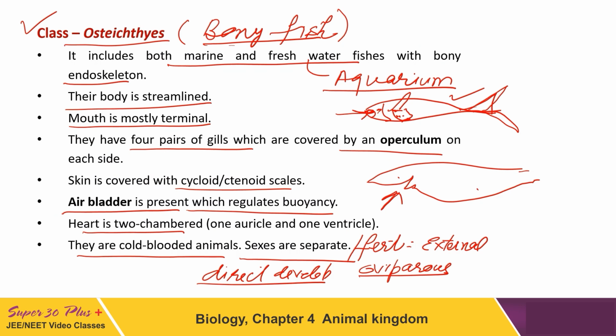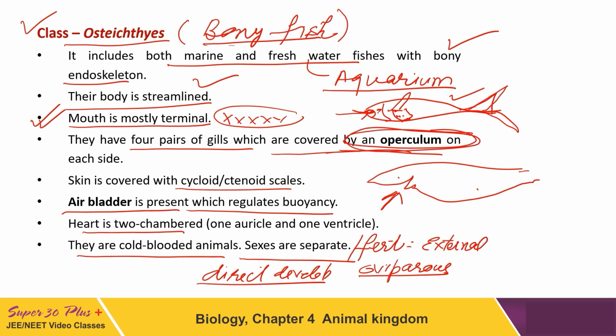Osteichthyes, bony fish. Skeleton is made up of bones, bony endoskeleton. Streamlined body is there. Mouth is terminal, very important point. This requires stars here. This much of star. They have 4 pairs of gills, and the gills are covered with operculum. Again important point, operculum. Skin has cycloid or ctenoid scales. Air bladder is present, which regulates buoyancy.